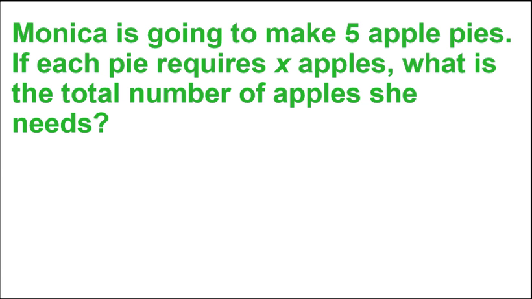So the easiest way to do a lot of these problems is to think of the type of math you would do to solve them. If she was making 5 apple pies, and each apple pie used 3 apples, how many apples would she use? What type of math did you do? You multiplied. So it's the same idea here. She's making 5 apple pies, and each apple pie uses X apples. So the expression we would use would be 5X, 5 times X.